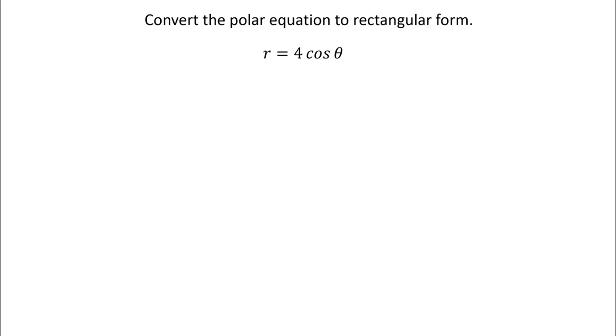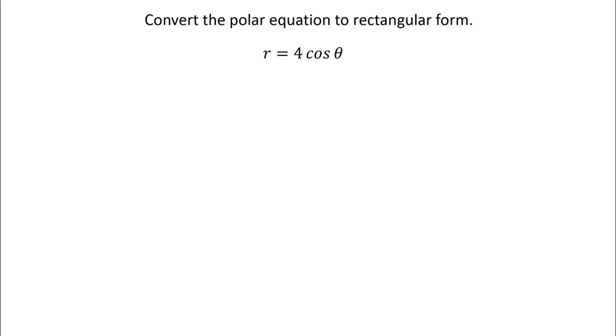The first one was we could multiply both sides of an equation by r to get the r squared, because we know that r squared is equal to x squared plus y squared. The second strategy that we can use is we can square both sides of an equation. Squaring both sides of this equation will get us r squared, but then it will also get us 16 cosine squared theta on the right side. And that doesn't particularly help us in this case. So in this case, I think the best course of action is to multiply both sides of this equation by r, and you'll see why after we do it.